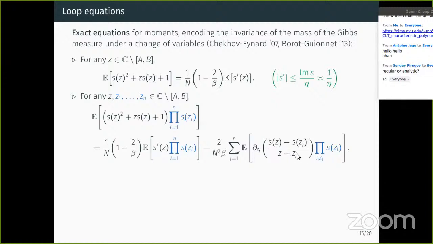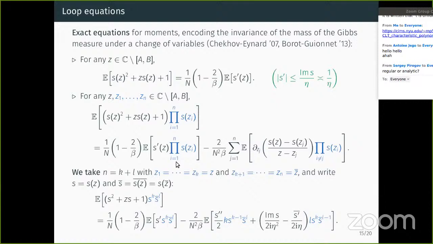Okay. Whatever it is, what do we do? How do we choose our spectator variables? We just choose k of them to be equal to z, and l of them to be equal to z bar. So from now on, everything is evaluated at z. So I will write just s for s of z, and s bar for s of z bar, so you can enter the conjugation inside the Stieltjes transform. So if you just plug these values inside the previous loop equation, you end up with this loop equation.